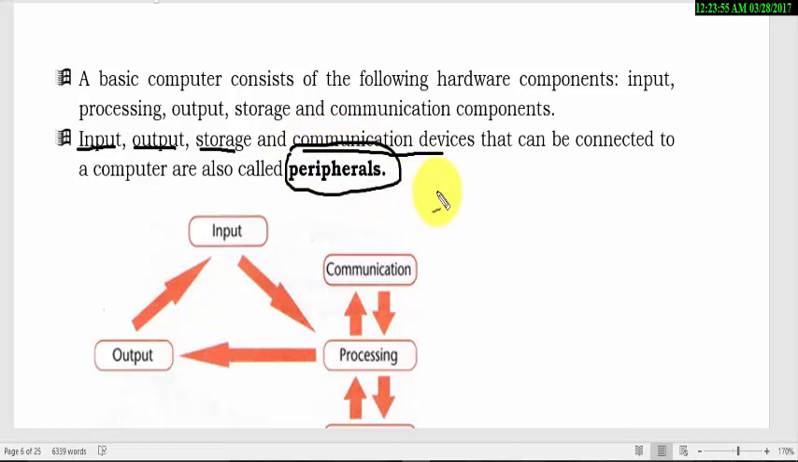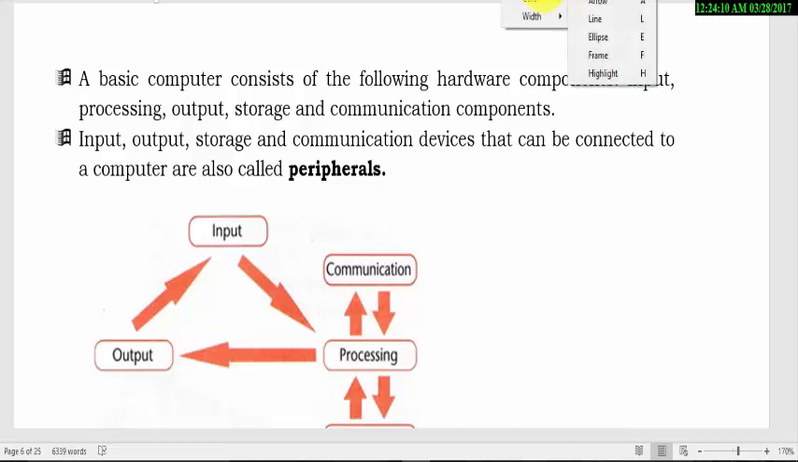Peripherals are components of the computer which are connected to the computer. A peripheral is any part of the computer which is connected to the computer. It is called a peripheral. Thank you very much. You now understand what a peripheral is, students. So now we move on.